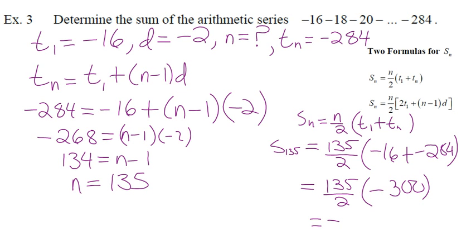Anyways, what's this? 20,250. Negative 20,250, right? It makes sense that it should be negative because every term there is negative. We couldn't get a positive, not with an arithmetic series. Okay. Questions on example 3?